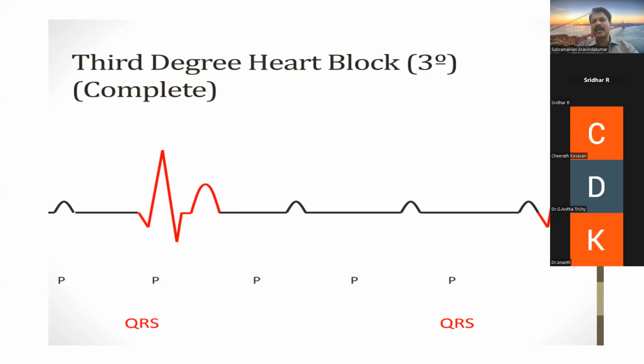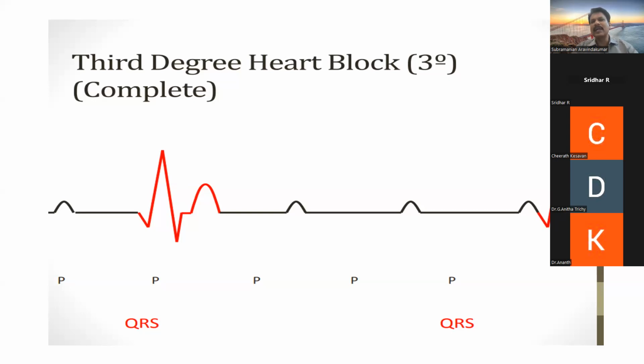Whereas in Mobitz type 1 second degree AV block, there is progressive prolongation of the PR interval. The first PR interval is normal, the second will be more prolonged, the third will be more prolonged, and the fourth will be lost. The P wave will not conduct again, so that QRS complex will be dropped.